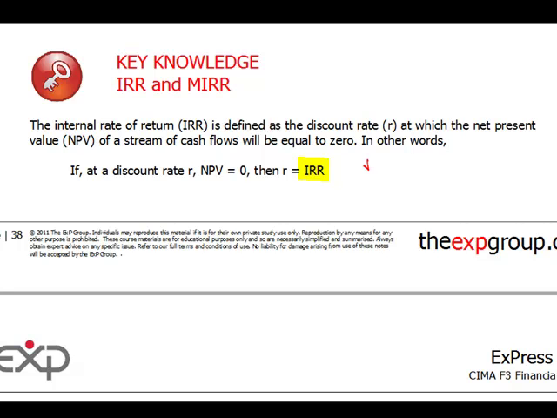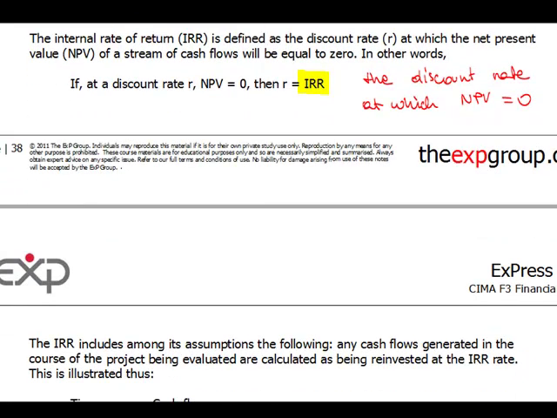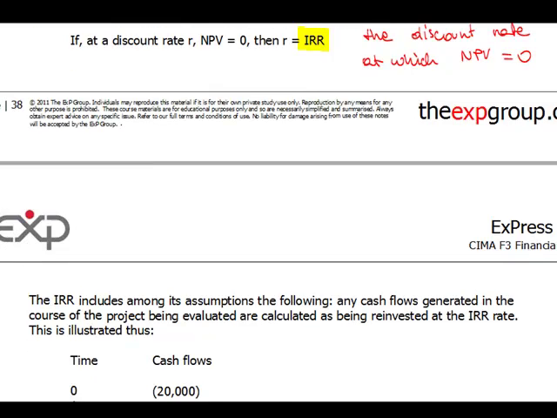It is just the discount rate at which NPV of the project is 0. Alright. This is the definition. Everyone knows that. It's probably been with you for some time. And now let's look at this slightly closer.